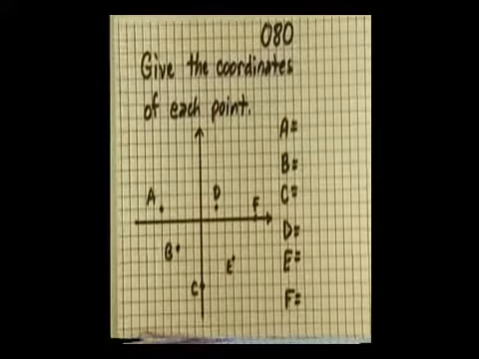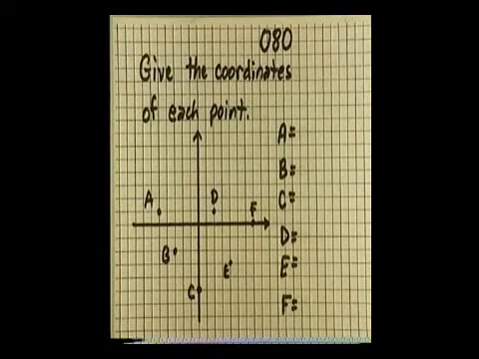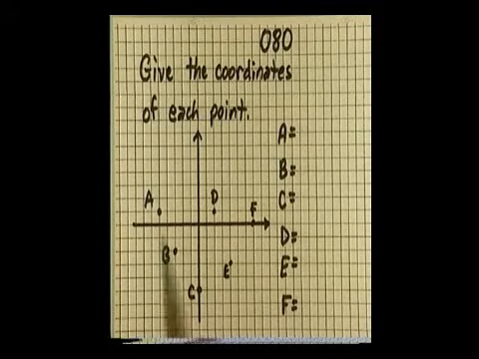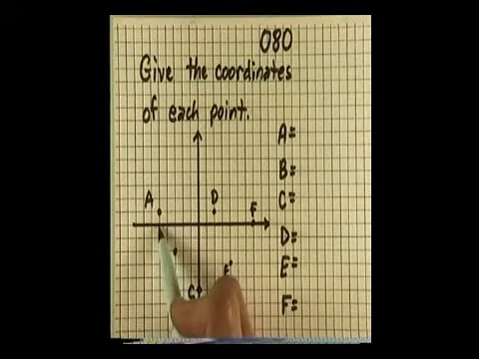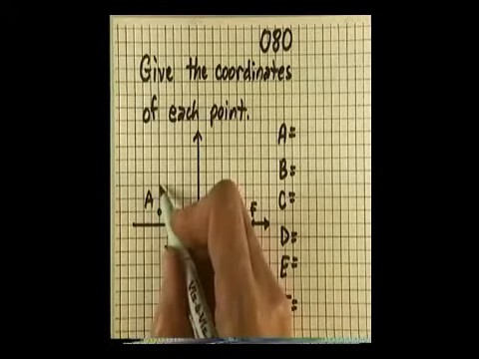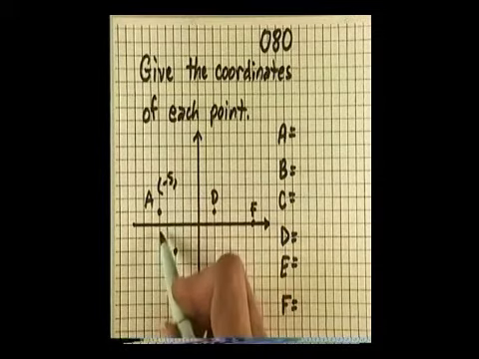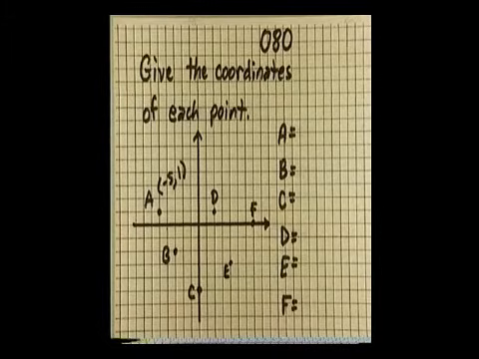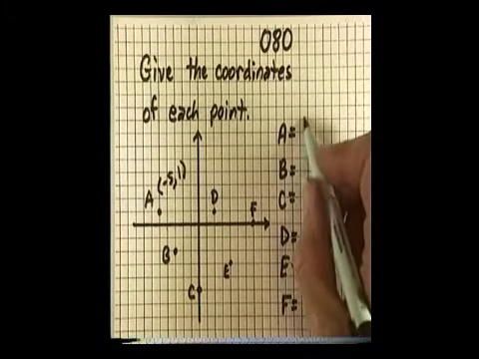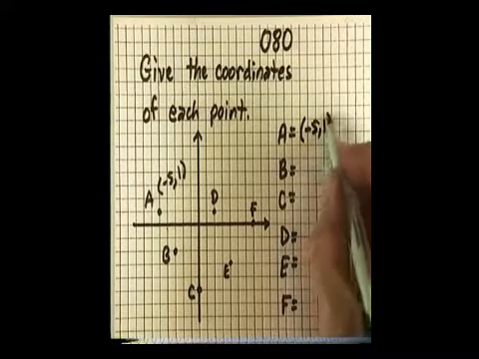Let's give the coordinates of each point shown on this graph. I've labeled the points A, B, C, D, E, and F so that we can locate each of them. For point A, starting at the origin, we will count 1, 2, 3, 4, 5 to the left. That gives us a horizontal value of -5. And 1 up, that gives us +1 for the ordinate, the second coordinate. So A is -5, 1.